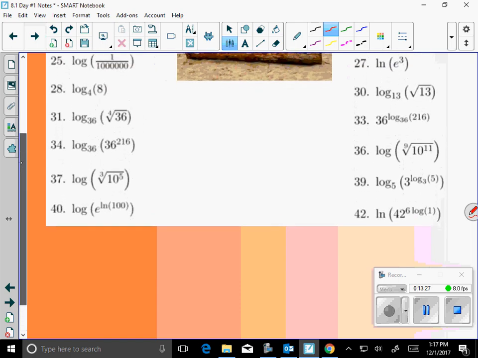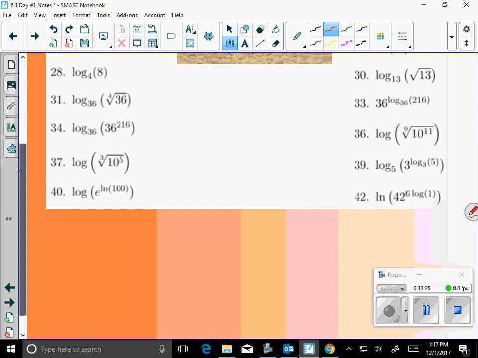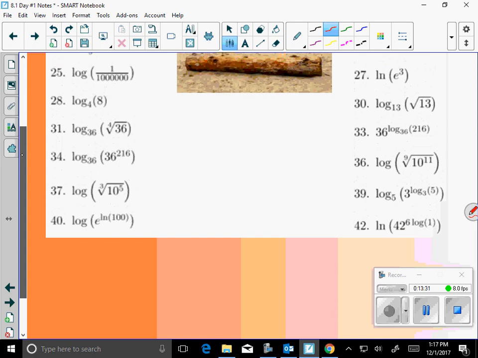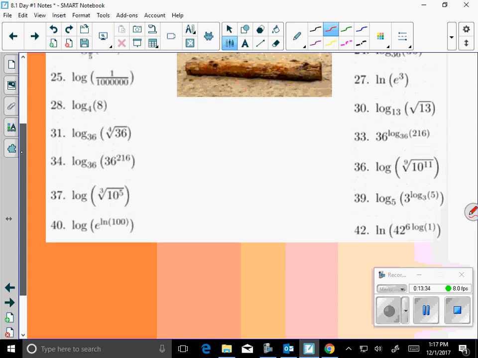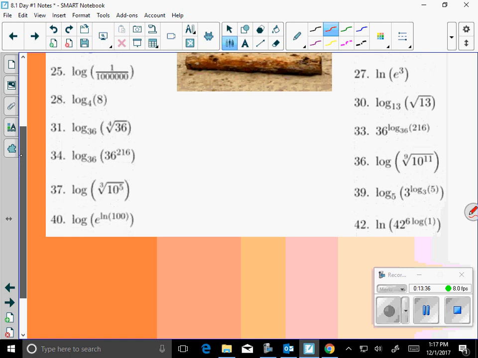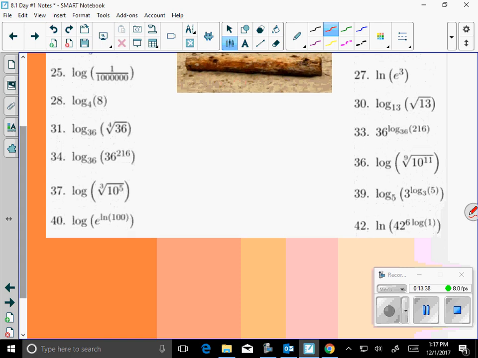Let's do one more in the left column. Yep, this would be 1/4. Oh, this one would be nice. This would be 2/16. That's easy. How about this one? Number 37. 5/3. Yep, 5/3. Cube root to the 5th.